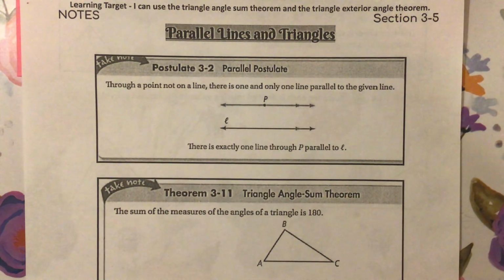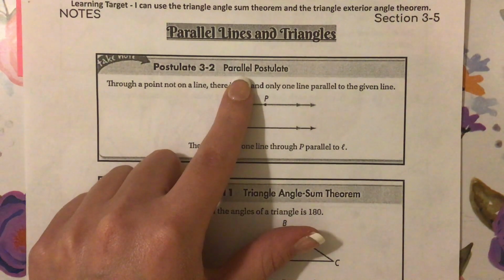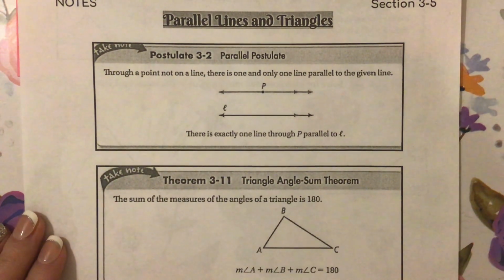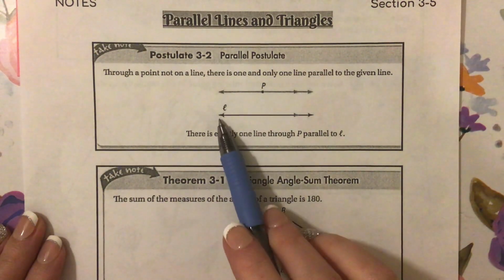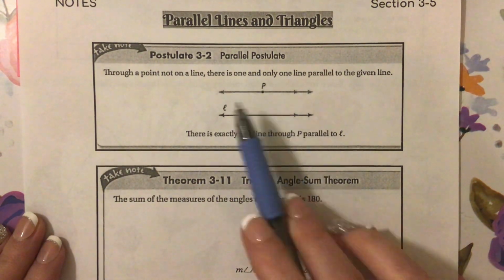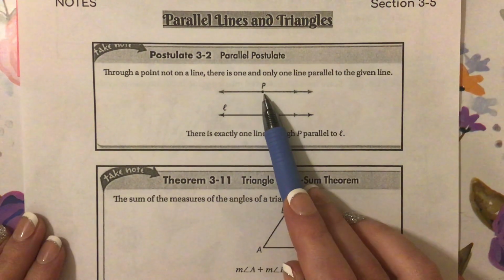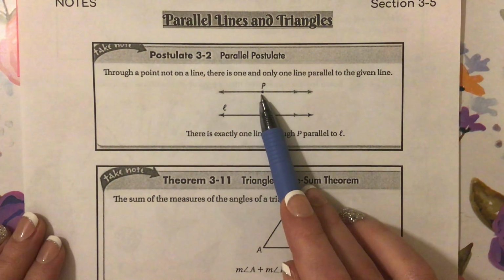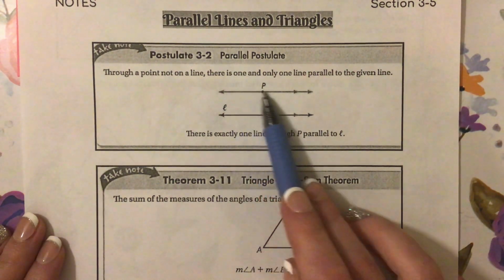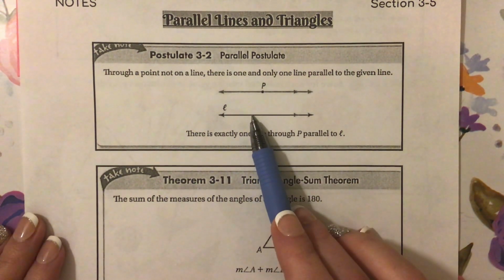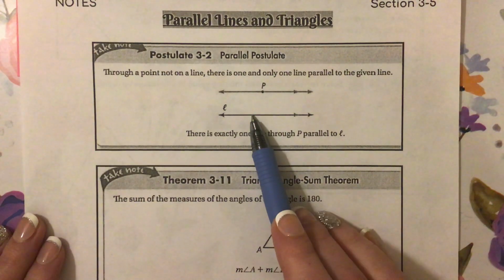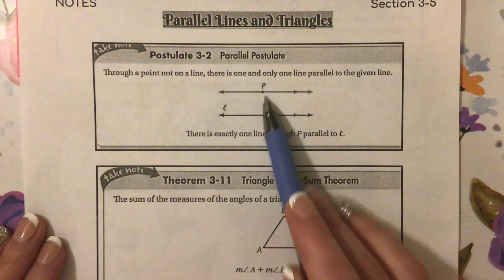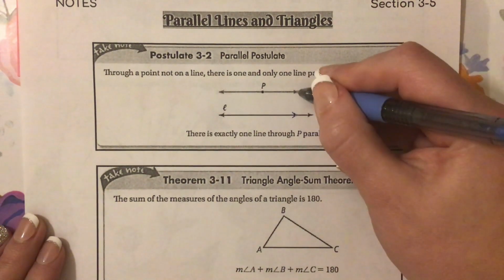So the first thing that I want to introduce to you today is something called the parallel postulate. The parallel postulate is rather simple, and basically all it says is this: if you have a line and you have some point somewhere else, say point P, that's not on this line, then only one line can go through point P to be parallel to this one down here. So there is only one possible line going through point P that will be parallel to L.